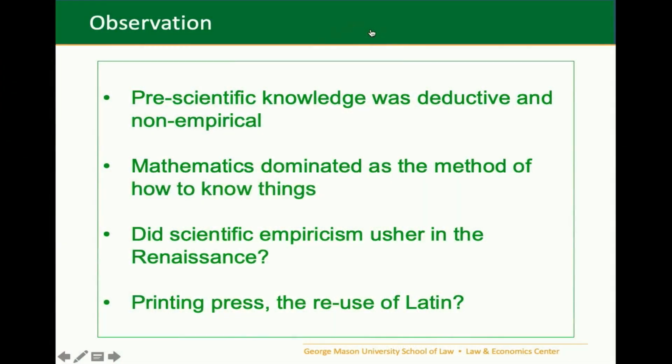And then with the dawn of science, that was essentially the rise of taking the actual facts in the real world as a way of informing our accumulation of knowledge. So pre-scientific knowledge was deductive, not empirical. Mathematics kind of dominated the landscape. I don't know, a question that comes to my mind, did scientific empiricism usher in the Renaissance? There are people a lot smarter than I who know about that.